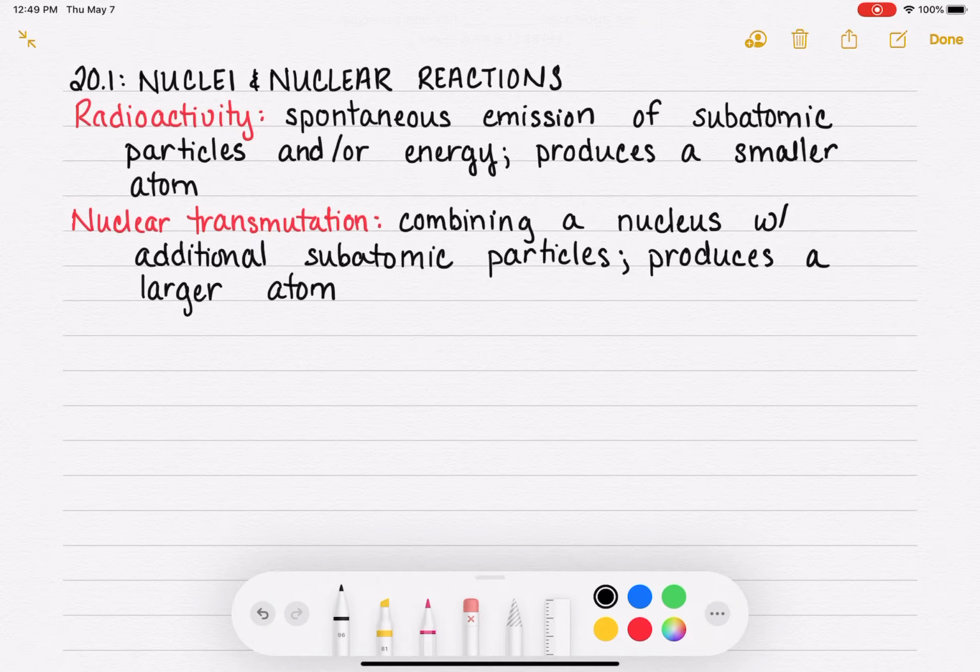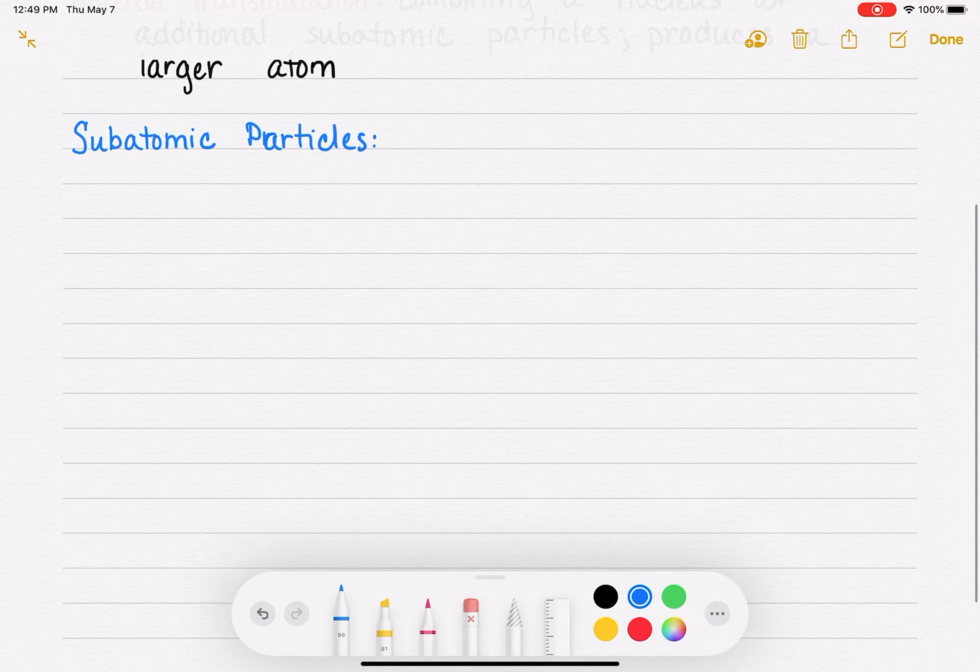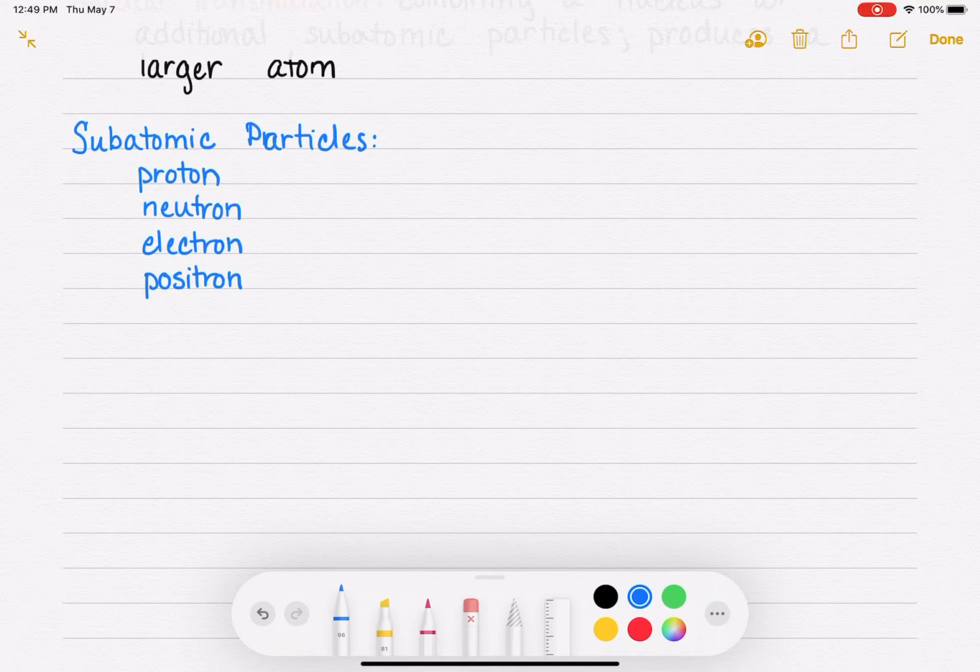So getting ready to balance these nuclear reactions, what I want to do is review with you subatomic particles, plus also introduce a couple new ones as well. And the ones that you are already familiar with, the proton, the neutron, and the electron, we're going to look at how they are written in a nuclear reaction. And then we're also going to learn about the positron and something called an alpha particle.